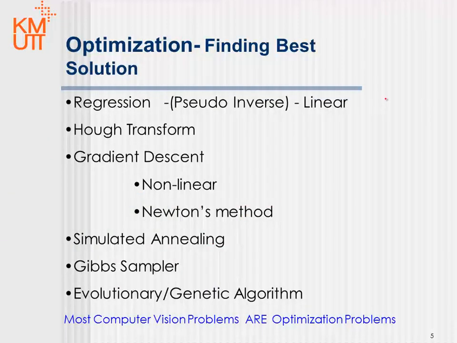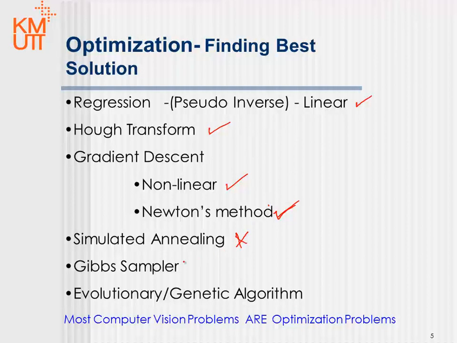Okay, so there are many ways of finding the best solution. Optimization, we've done regression, we've done Hough transform. That's one kind of optimization in some sense. It's to find the best fit, sort of line. Gradient descent, what we did last week, is very similar to Newton's method. Newton's method is also based on gradient descent, actually.